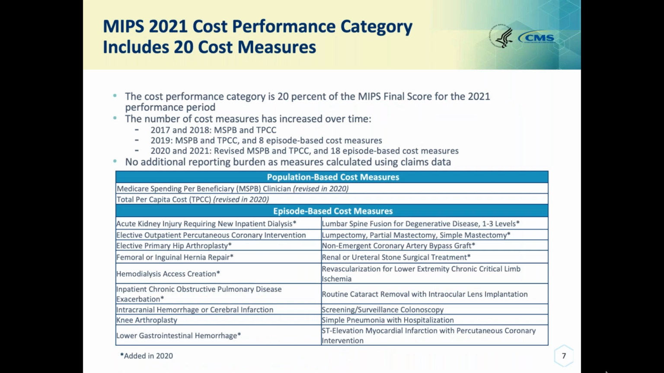The MIPS cost performance category started with 2 global or population-based cost measures and has now expanded to also include 18 episode-based cost measures that cover a wide range of conditions and procedures. All of these cost measures are calculated using administrative claims data, so there is no additional reporting required for clinicians. For the 2021 performance period, the cost performance category makes up 20% of the MIPS final score. This slide lists the MIPS cost measures, which cover a broad range of procedures and conditions. Next slide, please.